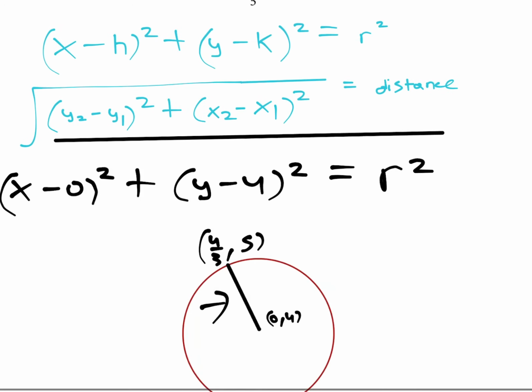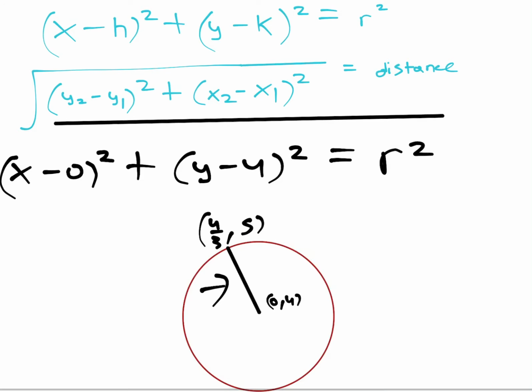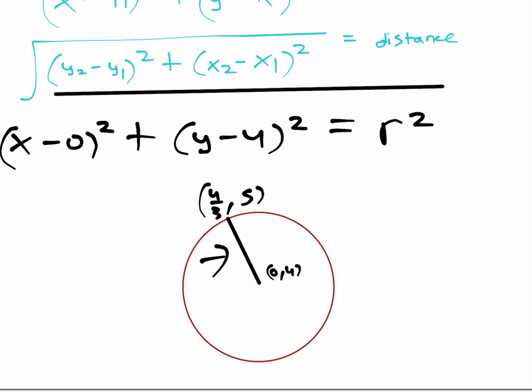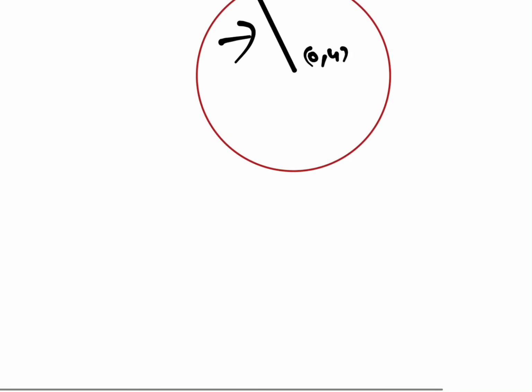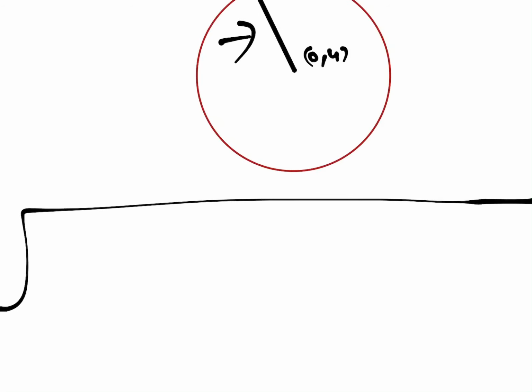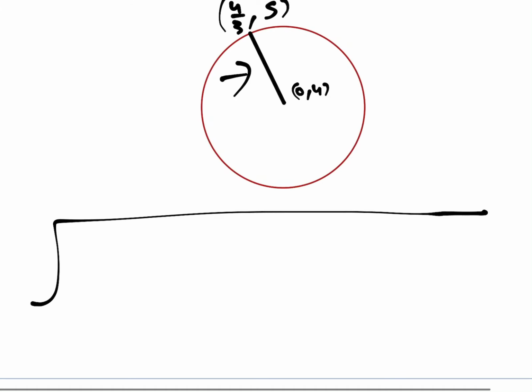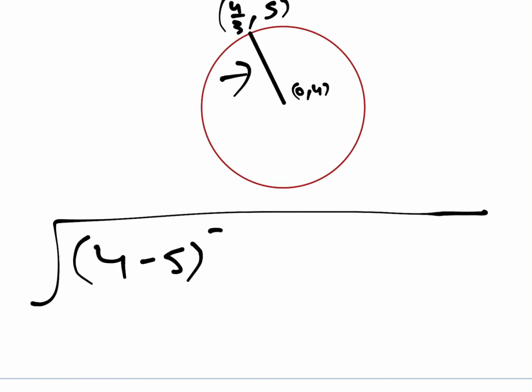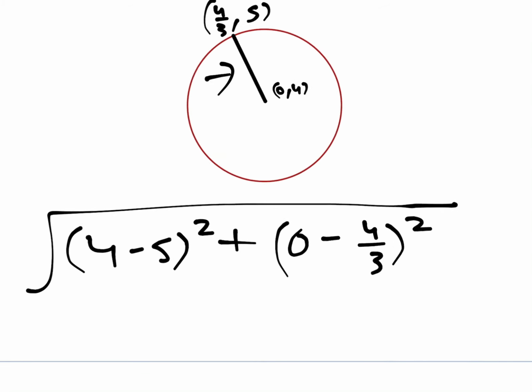So that's the distance formula, and now what I have to do is just use the information they gave us and plug this in to get the radius. So I'm going to use the y-coordinates and subtract them first. So let me first actually start by writing the square root symbol. So I'm going to do (4 minus 5) squared, that's the y-coordinates, plus (0 minus 4/3) squared. And again, I have the square root of all this.